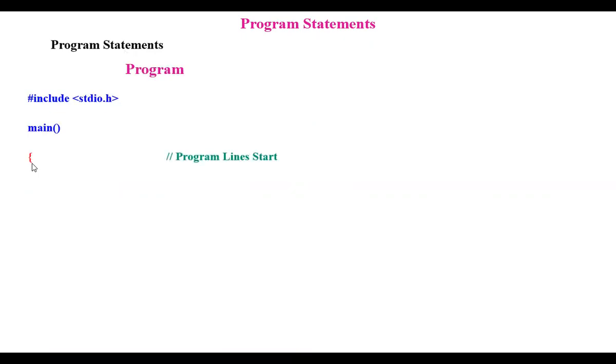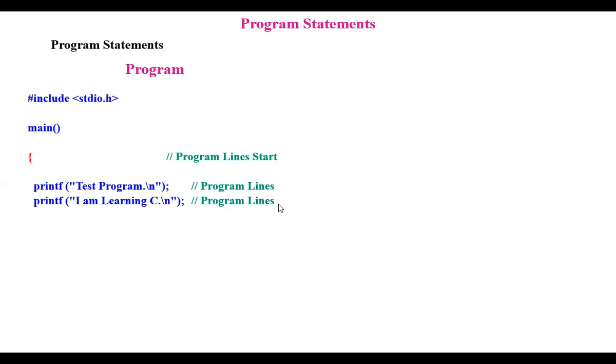Next come program statements. All these statements are the same; we have seen them. Now, the program lines start here. Once you have written the main function, we open it with a curly bracket, and the program lines start after this curly bracket. We write here printf, test program. It's a program line. Another is a programming statement. You may call it a statement, an instruction, or a program line. Then printf, I am learning C. Next, I'm happy. These are all statements.